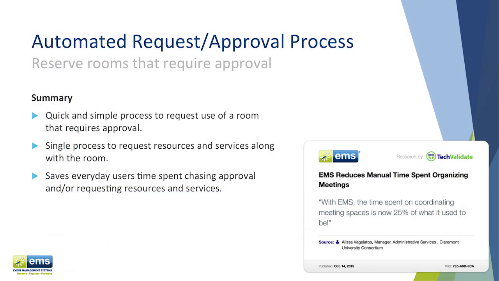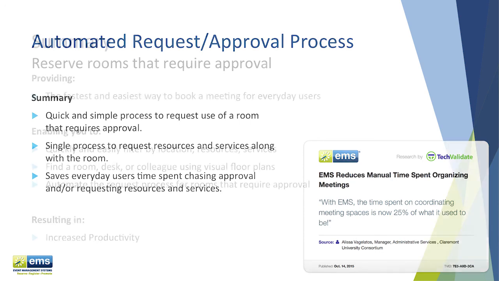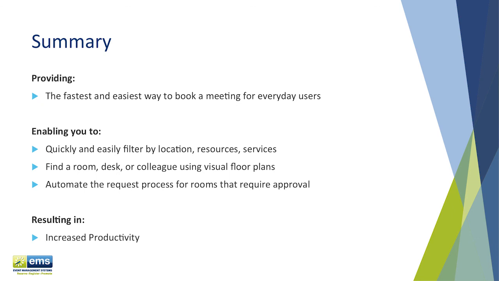So what Billy has just shown you there is how quick and simple the process to request the use of a room that requires approval really is using EMS. With a single process, you can request resources and services along with the room. This saves the everyday user's time, which typically can be spent chasing around approval and maybe requesting resources and services from different departments. To sum up, EMS provides the fastest and easiest way to book a meeting for everyday users.